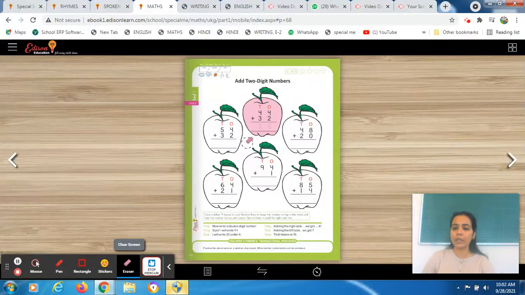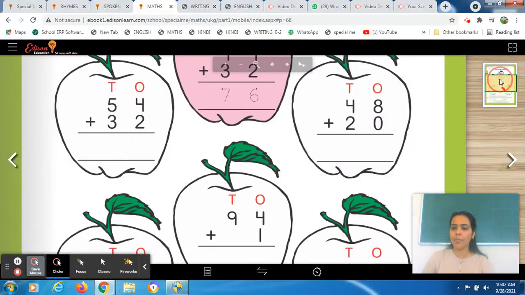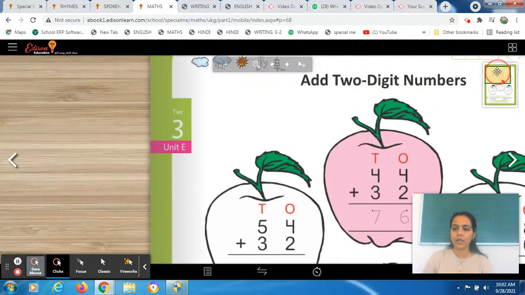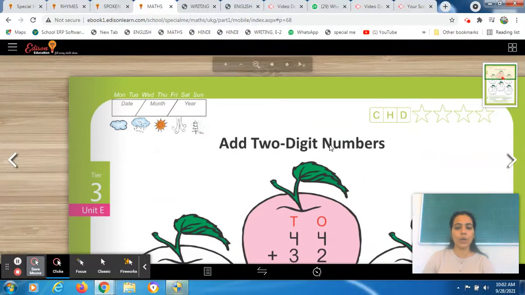So before starting this worksheet, the very first thing which you all have to do is come on top and write the date in the given column. Also circle the day, whatever the day is today, you are going to circle it first. Then go outside, check the weather today and circle the clip art. Firstly, complete this task, then we will continue with our worksheet.